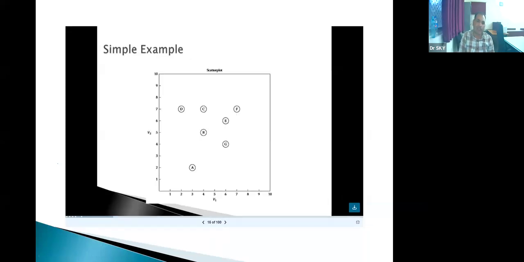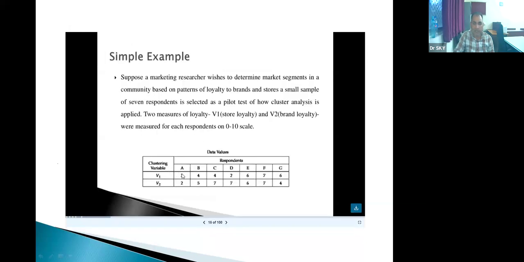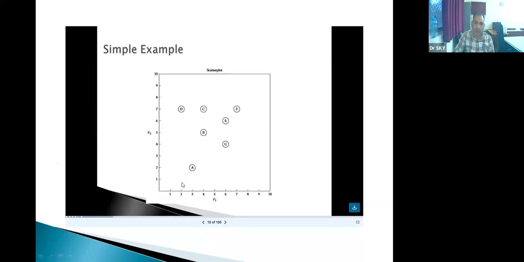So these are the points where you see similarity. This is the scatter plot across the characteristics, V1 and V2. For respondent A, it is 3 on V1 and 2 on V2. So see 3 points on V1 and 2 points on V2, and you join these and you get A.